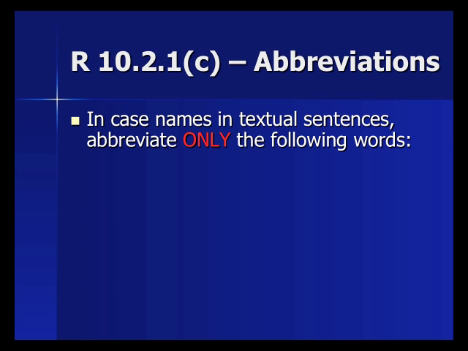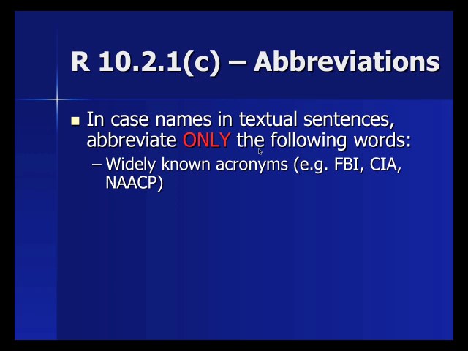10.2.1c tells us to abbreviate two categories of words. First, abbreviate widely known acronyms. This applies to any organization or entity that is better known or equally known by its letters rather than full name. Some examples include the FBI, CIA, NAACP, and even corporate entities such as IBM and 3M. These abbreviated names do not contain any spaces or periods between the capital letters used to form them.